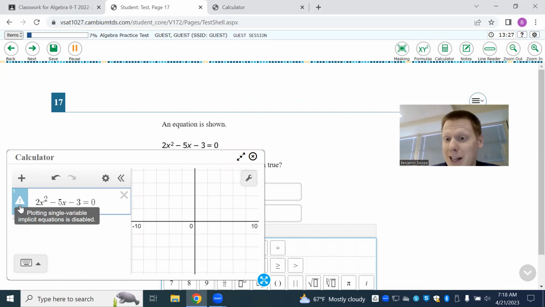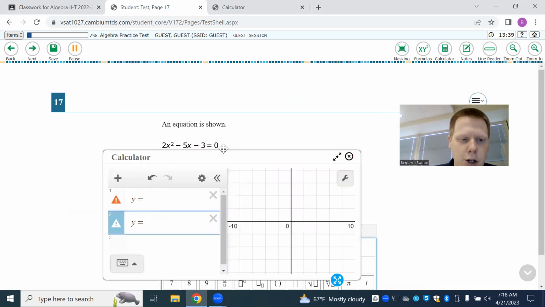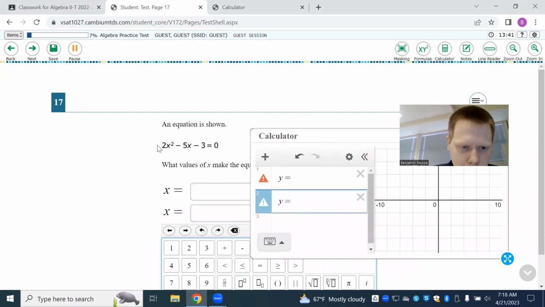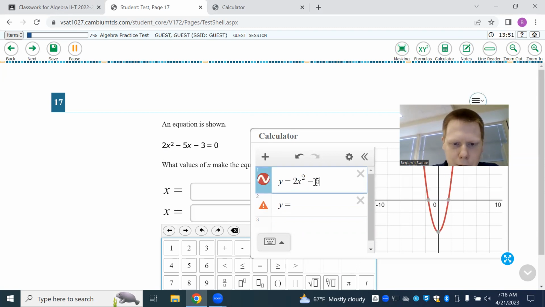We can turn this into case 2 if you watch my other videos, or make this into a system of equations. How we do this is we're going to have two equations: y equals and y equals. You're going to do y equals the left side of this equation. I can't really highlight, but this. So do y equals the left side of the equal sign. So our first one's going to be y equals this, basically this whole thing.